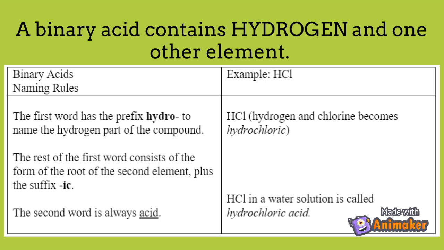Example: HCl. Hydrogen and chlorine becomes hydrochloric. HCl in a water solution is called hydrochloric acid.